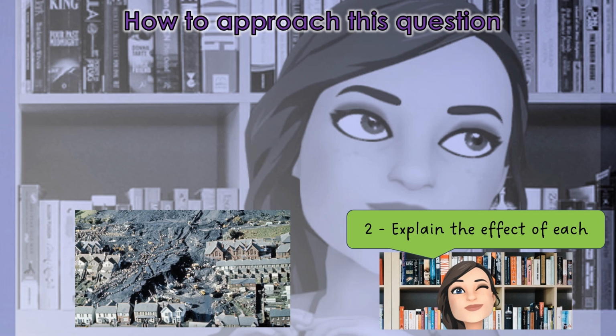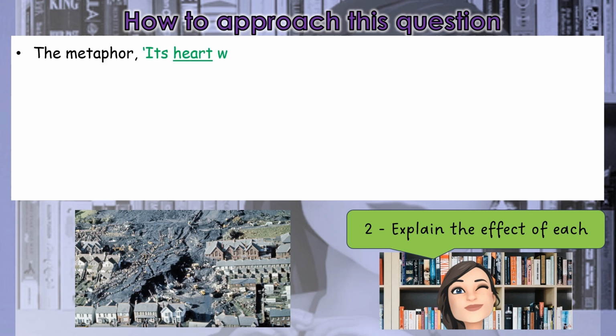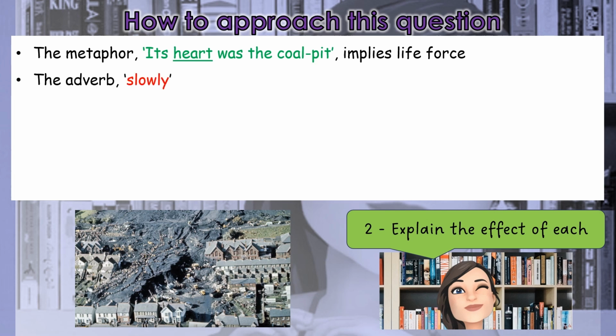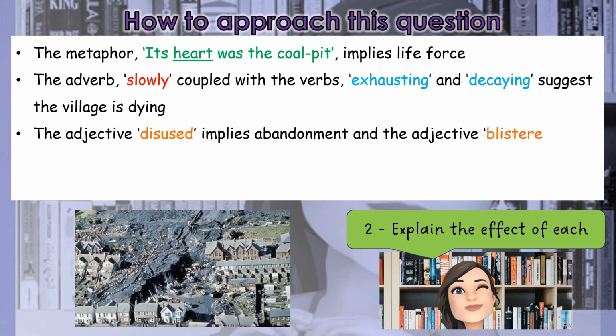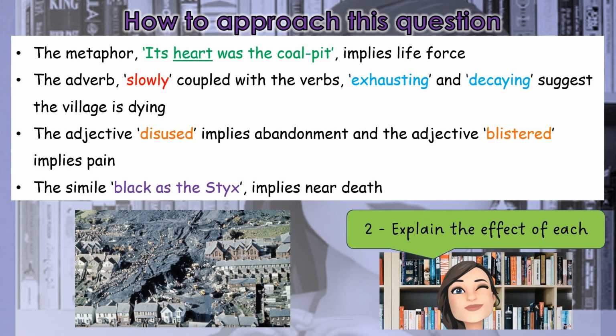Okay, firstly, the metaphor its heart was the coal pit implies a life force. The adverb slowly, coupled with the verbs exhausting and decaying, suggests the village is dying. The adjective disused implies abandonment, and the adjective blistered implies pain. And the simile black as the Styx implies near death.